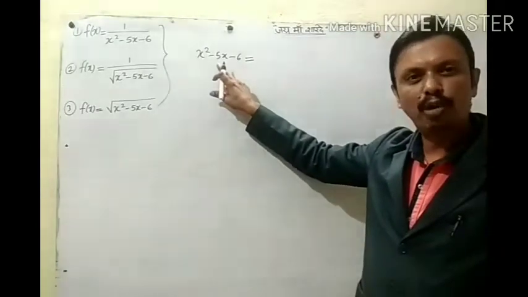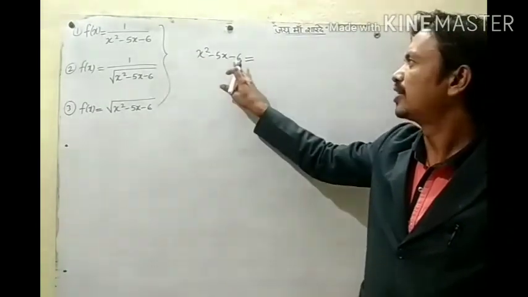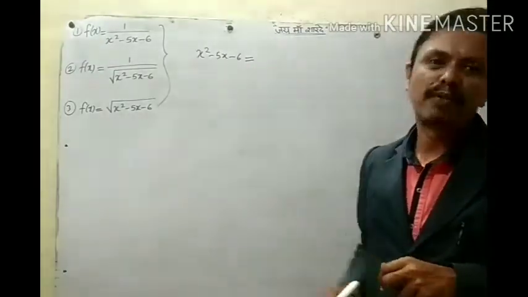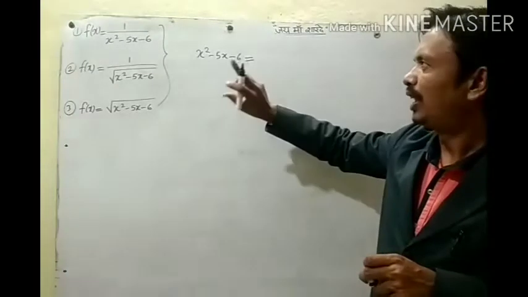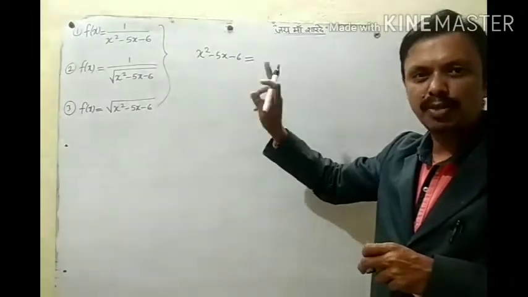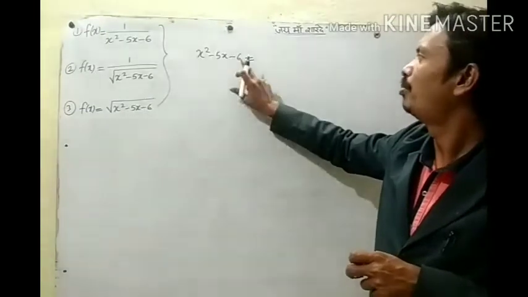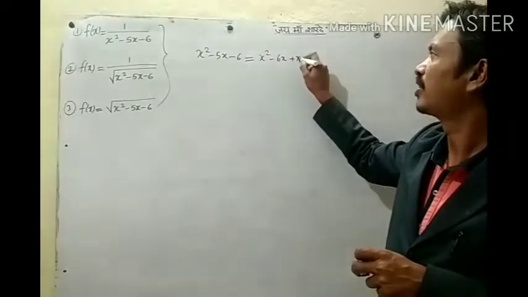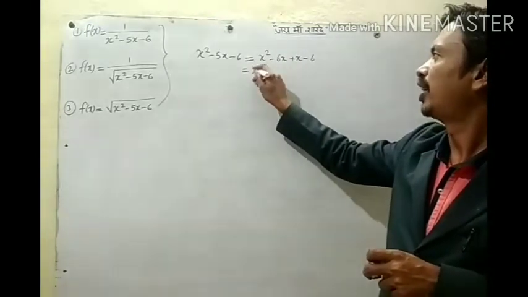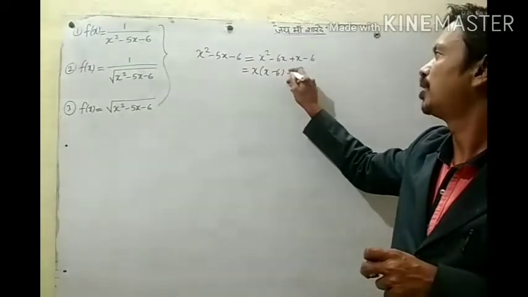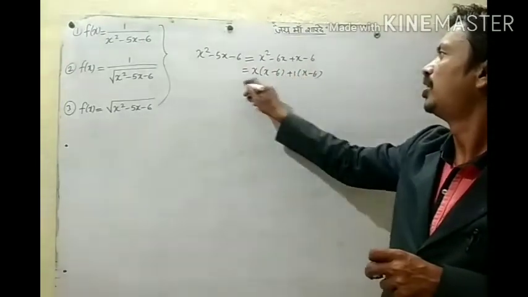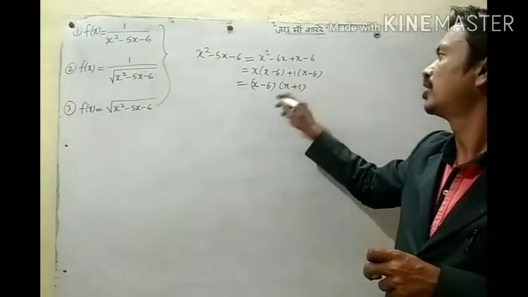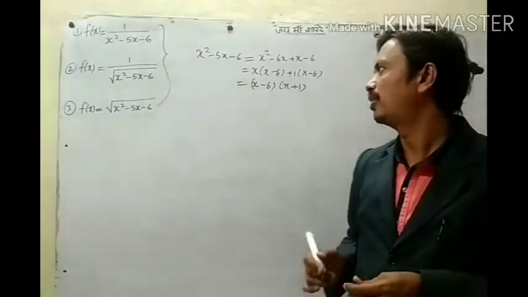How to find factors of any polynomial we know? Here 1 into minus 6. We need two numbers whose product should be minus 6 and sum should be minus 5. So minus 6 plus 1 is minus 5 and minus 6 into 1 will be minus 6. So x square minus 6x plus x minus 6. So x common, then x minus 6 plus 1 common, x minus 6. So x minus 6 into x plus 1. These are the factors of x square minus 5x minus 6.